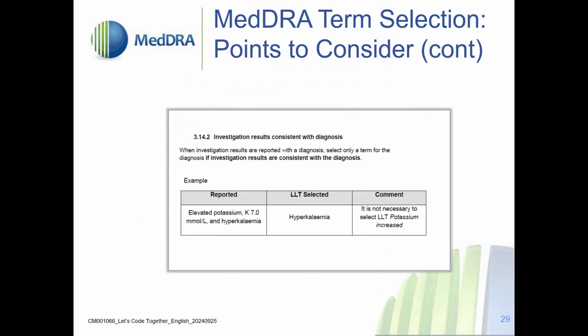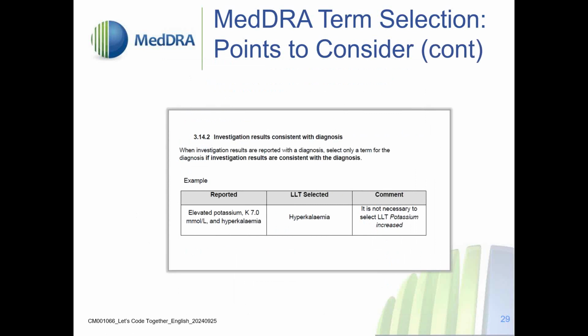And another section of the PTC guidance for MedDRA term selection is also not helpful for coding our verbatim because it does not fully match our verbatim. In the PTC document, we are told that when investigation results are reported with a diagnosis, we should select only one term for the diagnosis if the investigation result is consistent with the diagnosis. And the example is obvious. If an elevated potassium level is reported together with a diagnosis hyperkalemia, we would only code the diagnosis.